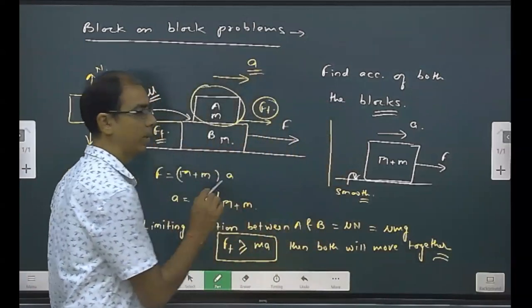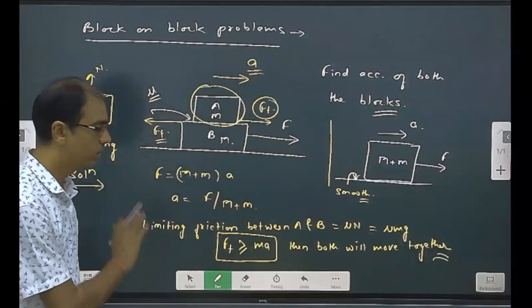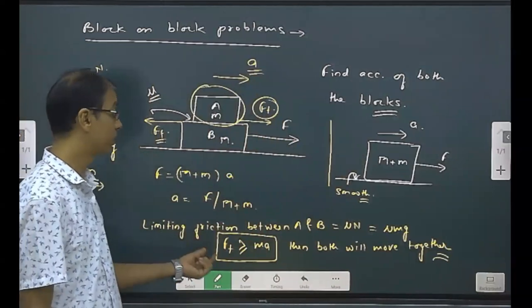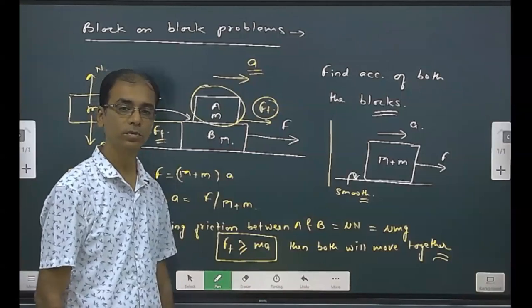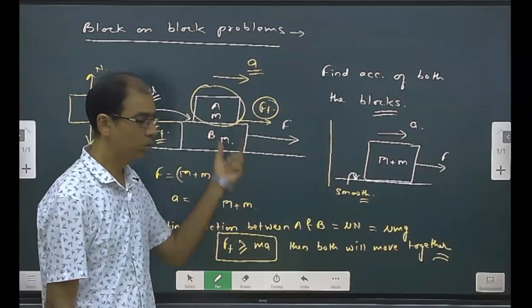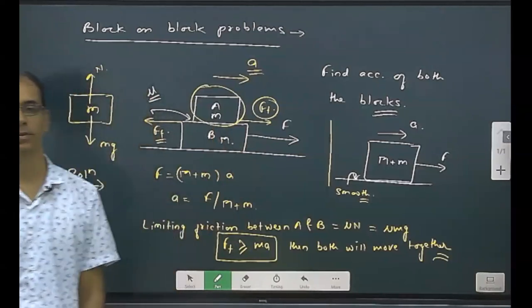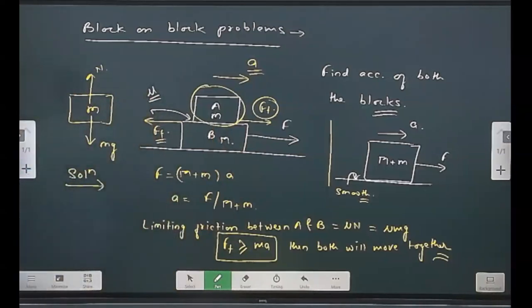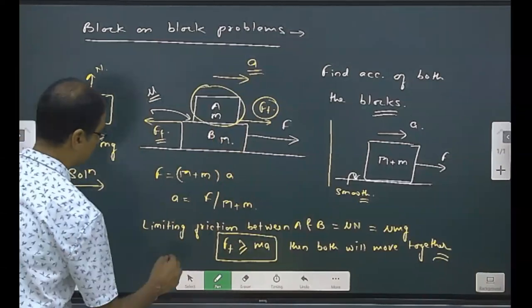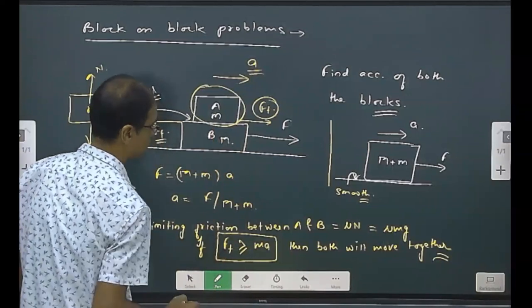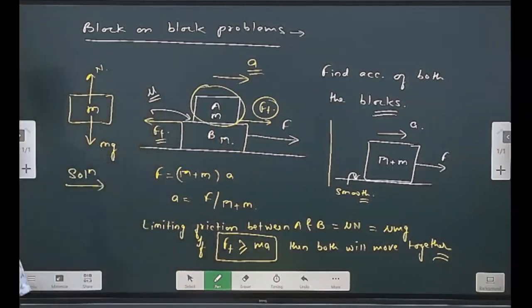With acceleration F by m plus M. This is what you have written in condition. And if suppose force of friction is less than this one, both will move separately. Okay, note this, and after that we are going to solve the problems. If force of friction, limiting force of friction, is greater than mass into acceleration, then both will move together.